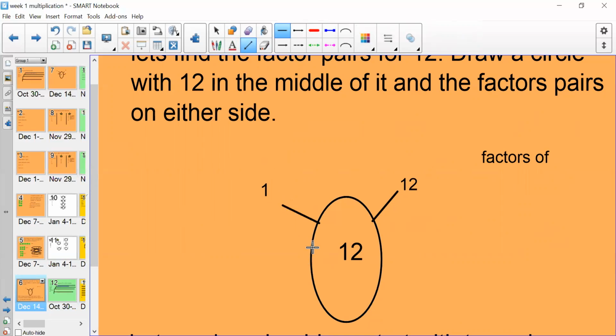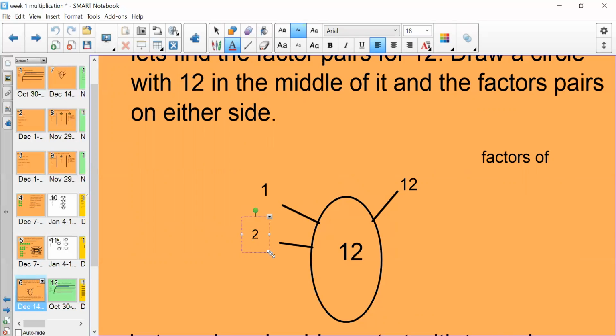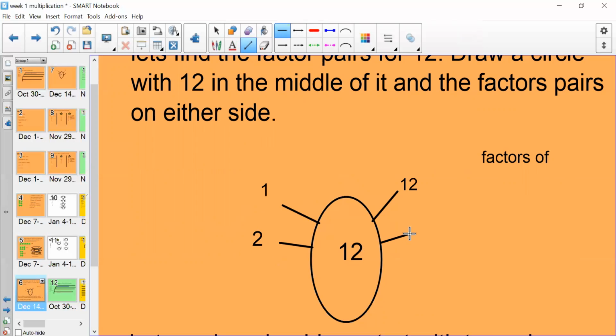Then you can go to the next number. So the next number after 1 is 2. So you will write that down. And then you can ask yourself, 2 times what equals 12? Or 12 divided by 2, so how many times can 2 go into 12? And if you had to count in 2s, if you were unsure of the answer, you would count in 2s 6 times. So therefore, 2 times 6 is 12.